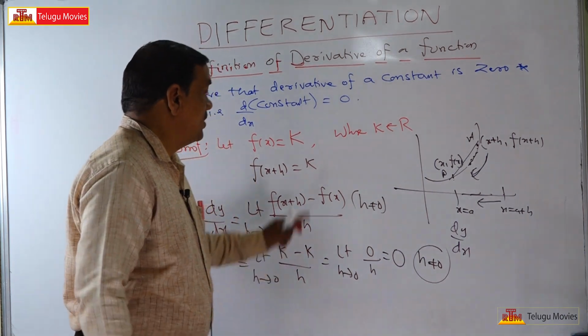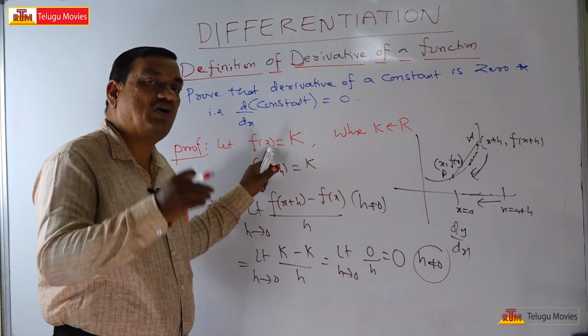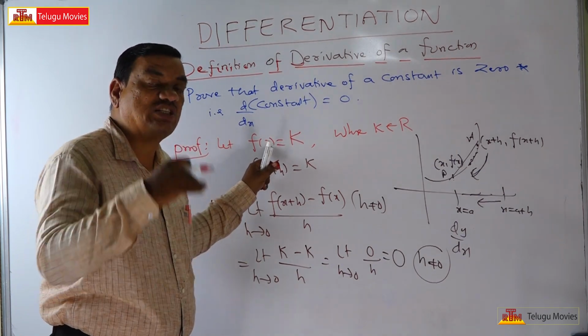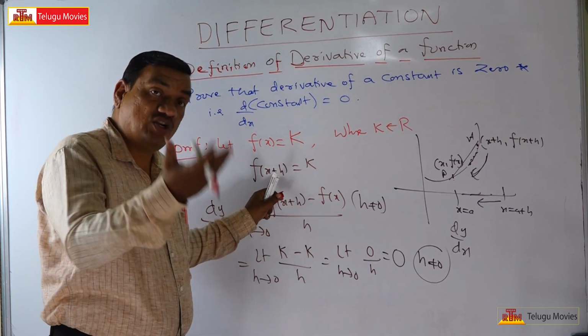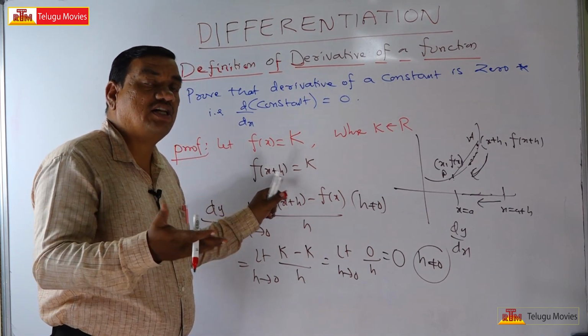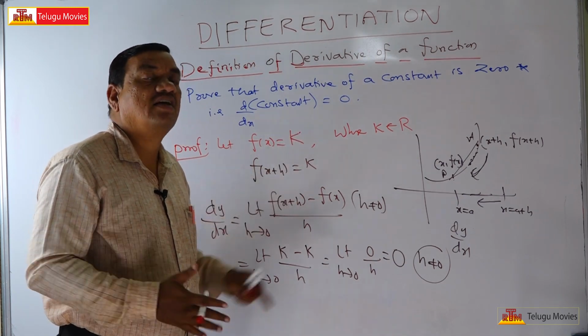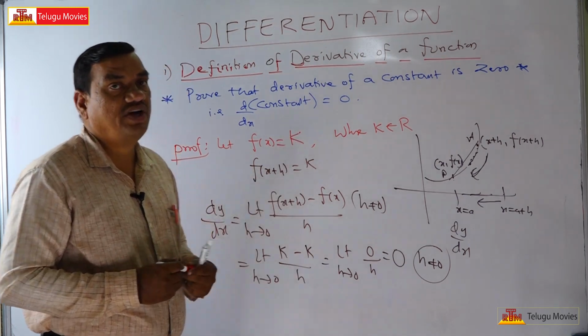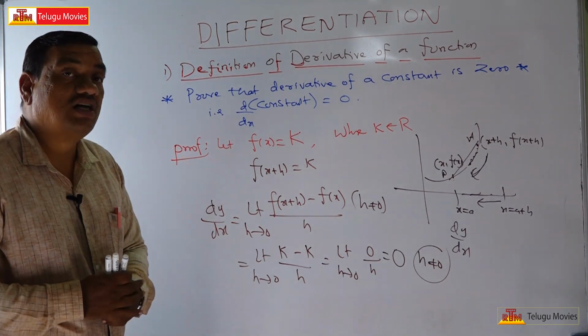So here the function is a constant. That means whatever change takes place in x, the value is always k. Therefore, in the y coordinate for x plus h, there is also no change; both have the same k. That's why the derivative of a constant is equal to 0. Okay, I hope that you understand this solution.